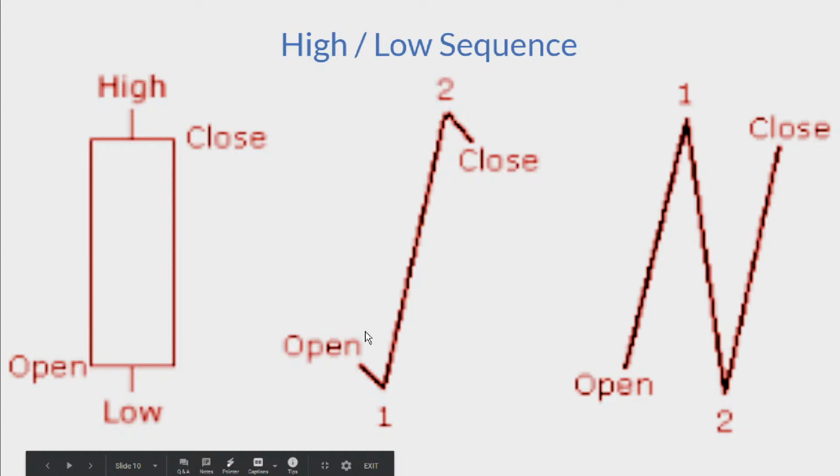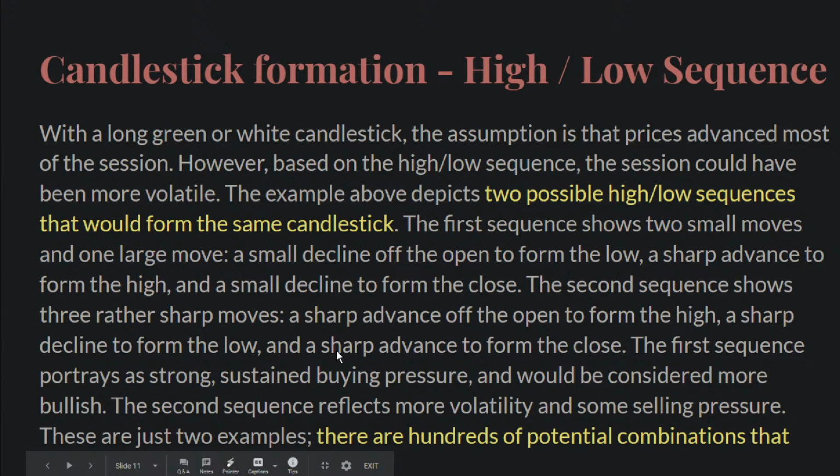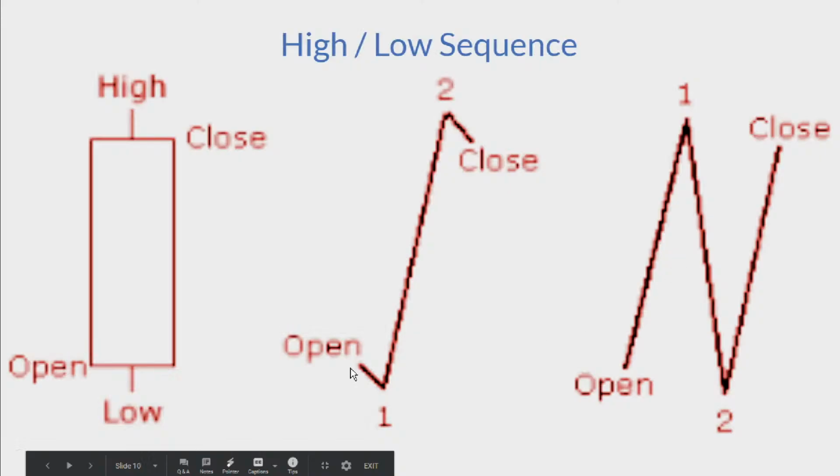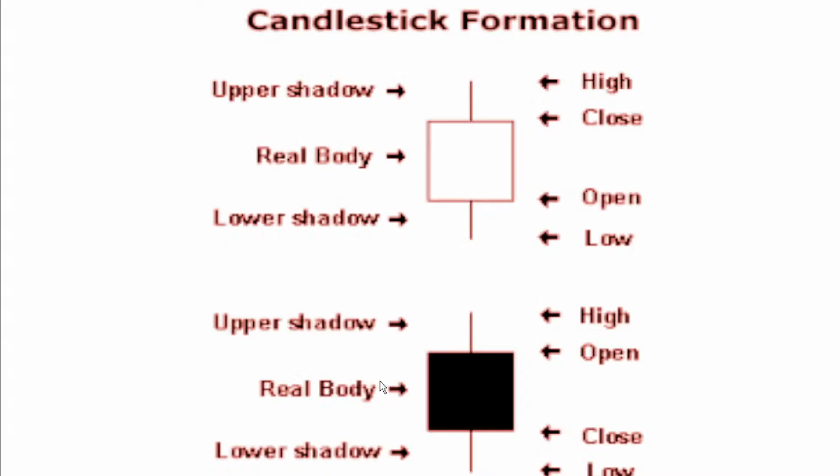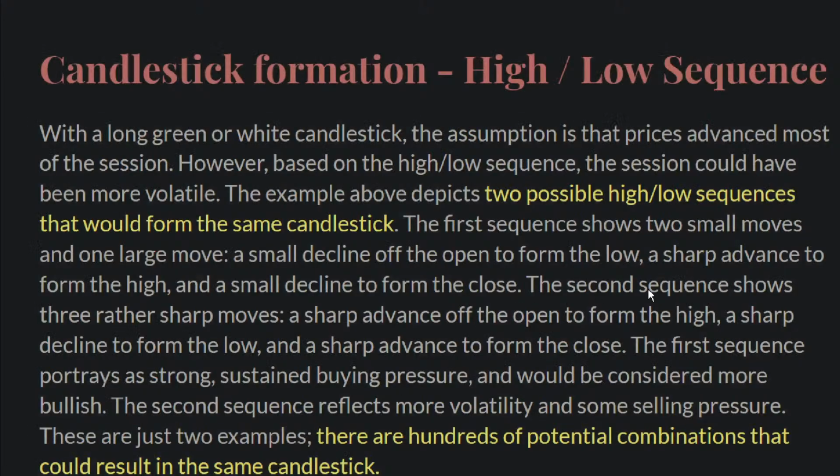Now, if we looked at this candlestick in a shorter time frame, like perhaps this was an hourly and we're looking at the 1 minute, we'd be able to see exactly the reasoning behind the formation of this candlestick, which is really interesting, and we're going to go into that a little bit more in detail. But the first sequence shows two small moves and one large move. The small decline off of the open to form the low, which was this little dip down. As soon as it opened, it dipped down a little bit.